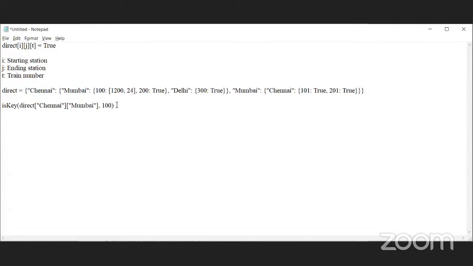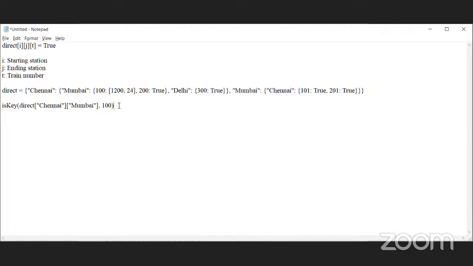So if you want a list, it will give a list. No. Is key will just tell you whether this particular thing is a key inside this or not, which is there, right? So, Karthik, if you just want to know whether the 100 number train is actually running from Chennai to Mumbai or not, this line is enough for you. Okay. So it is as good as saying is key of Chennai and Mumbai equal to 100, as good as saying that.